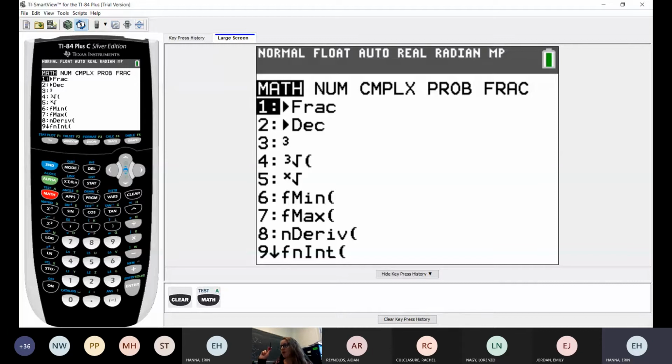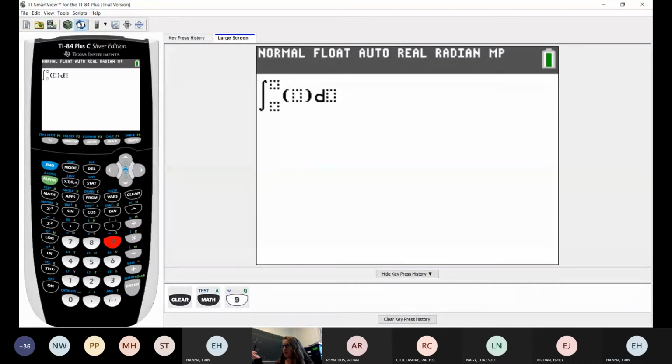And then you can either scroll down using the bottom arrow key to number 9, or you can just hit the number 9 on the number pad. And if you have an older calculator, let me know and I can remind you how to do it with the older calculator. But with a newer calculator, it should pull up something that looks like this.